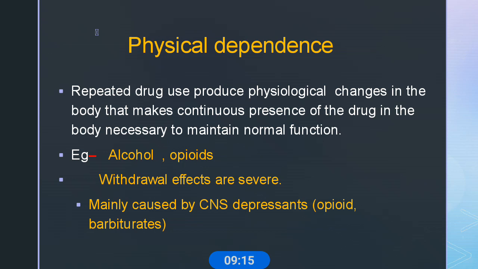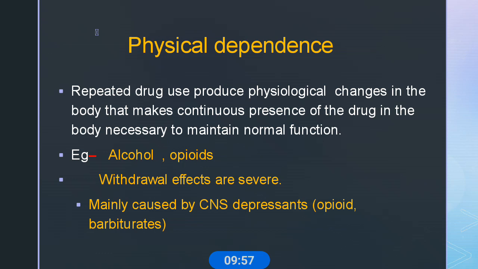In physical dependence, withdrawal effects are severe. This is mainly caused by CNS depressants like opioids and barbiturates. A high degree of tolerance usually develops with morphine and related opioid drugs when used repeatedly. It sometimes involves pharmacokinetic changes, enhancing the rate of metabolism, but it is mainly pharmacodynamic. Morphine produces both psychological and physical dependence, and its liability is very high.